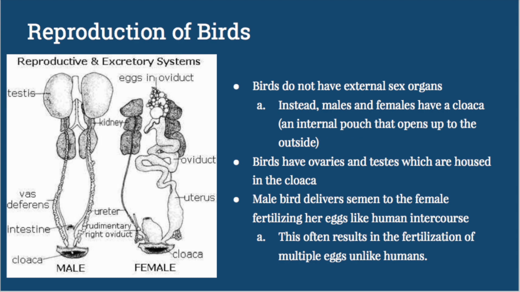On to reproduction of birds. Birds do not have external sex organs unlike humans. Instead, males and females have a cloaca, which is an internal pouch that opens up to the outside. Birds have ovaries and testes, which are housed in a cloaca. Male birds deliver semen to the female, fertilizing her eggs like human intercourse. This often results in the fertilization of multiple eggs, unlike humans.